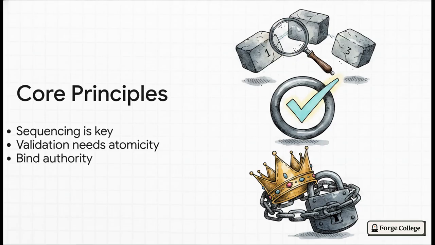2. Validation is only as strong as its surrounding atomicity. A validation check is utterly, completely useless if a subsequent instruction can legally invalidate it before the transaction actually finishes processing. And 3. Compose your checks to bind authority and validation tightly together at the exact moment of execution.